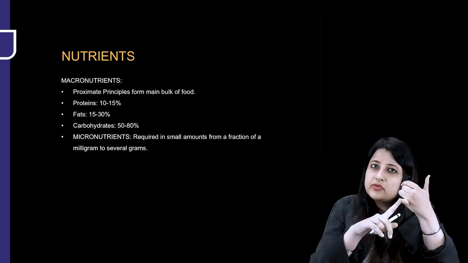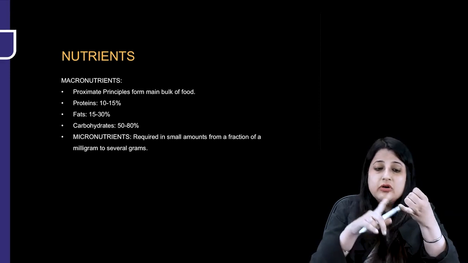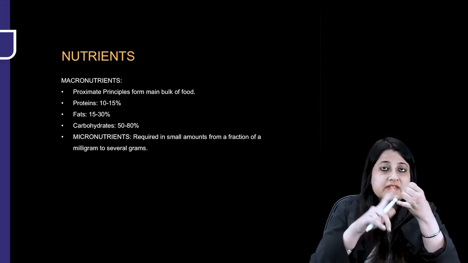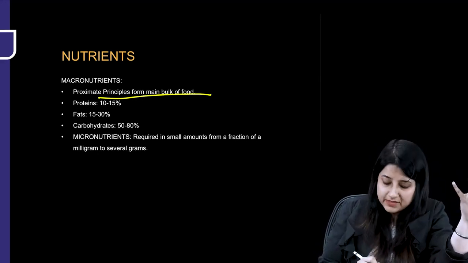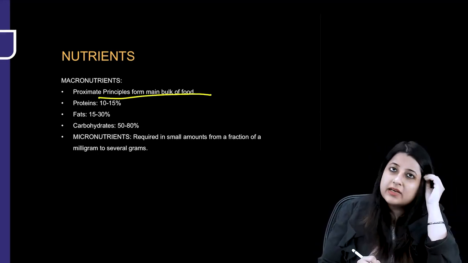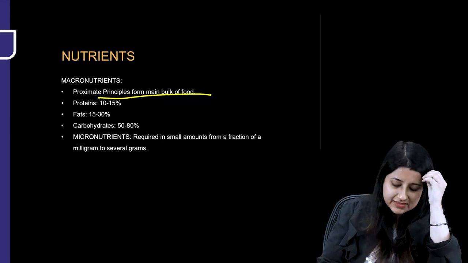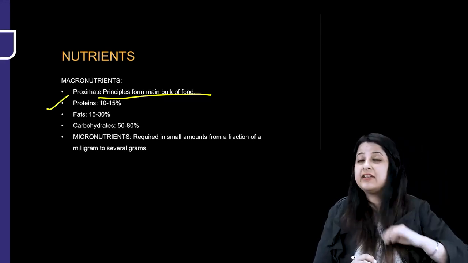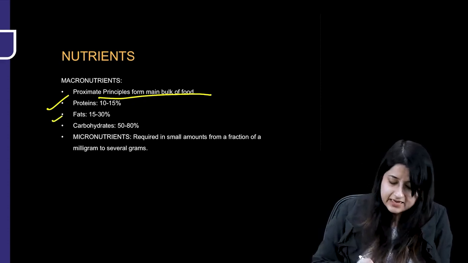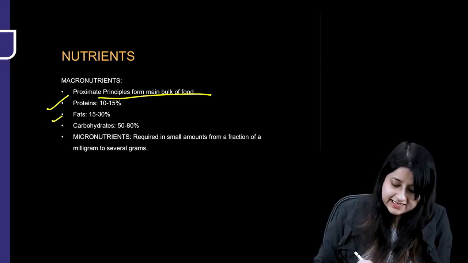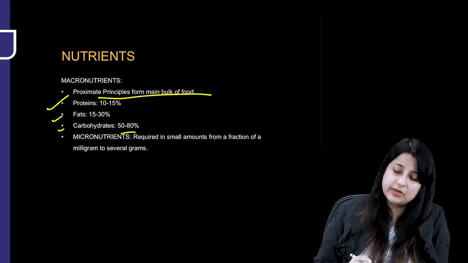You know there are two types of nutrients as we have done in the main lectures also. Macronutrients, micronutrients. Macronutrients are what? The proximate principles. They form the main bulk of our food. So what are they? Protein, fats and carbohydrates. So proteins have to provide 10 to 15% of daily energy intake. Fats have to provide 15 to 30% of daily energy intake, and carbohydrates 50 to 80%.